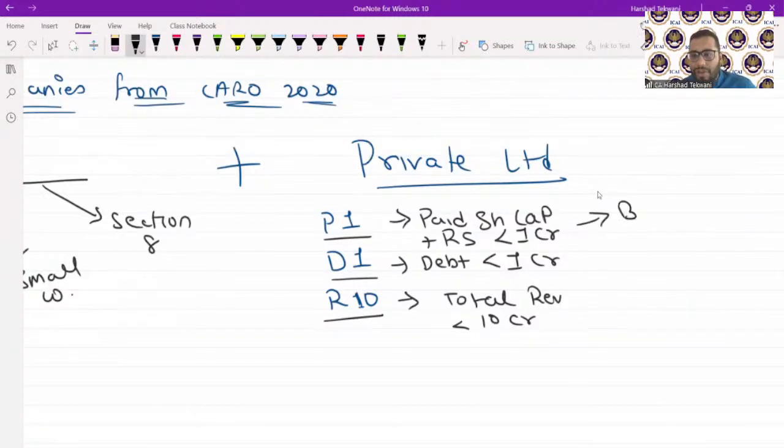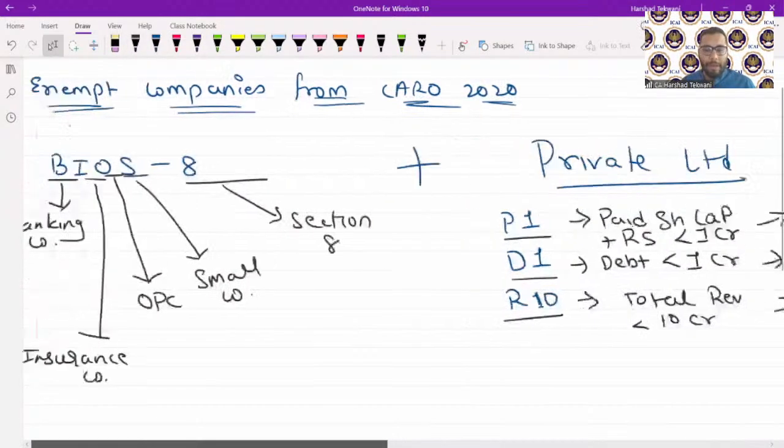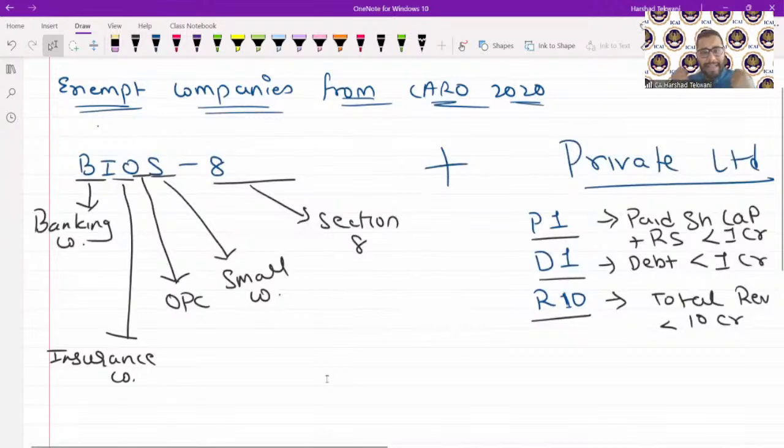This is at balance sheet date, and this is any point during the year. Clear? To these companies, CARO 2020 is not applicable. To other than this, to everyone, CARO 2020 is applicable. I hope I'm clear.